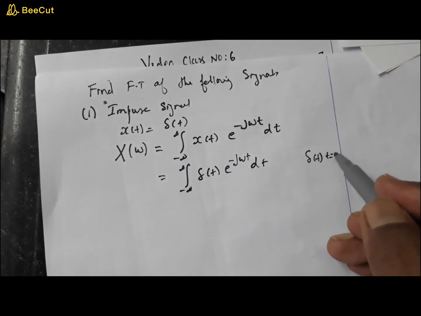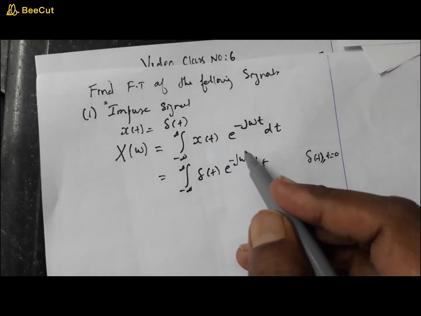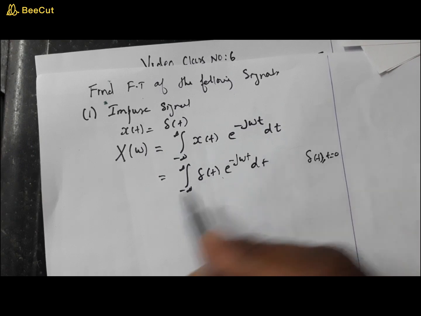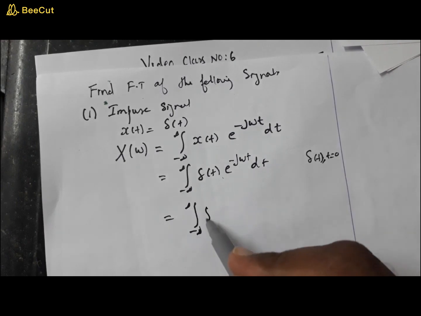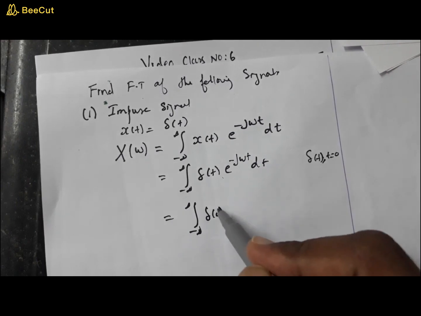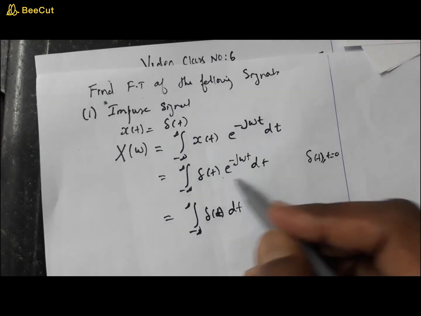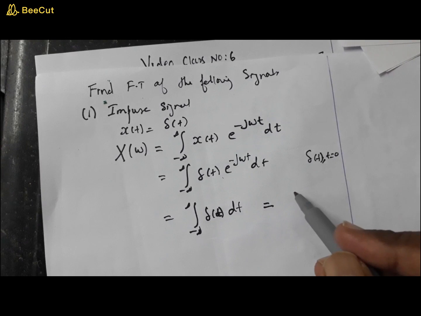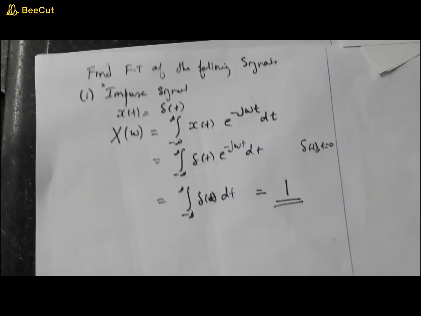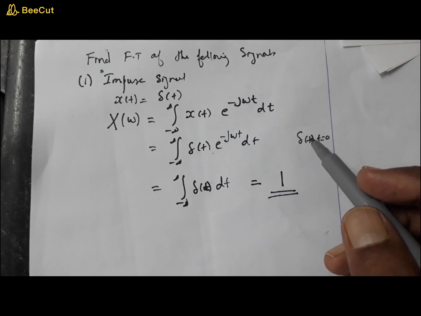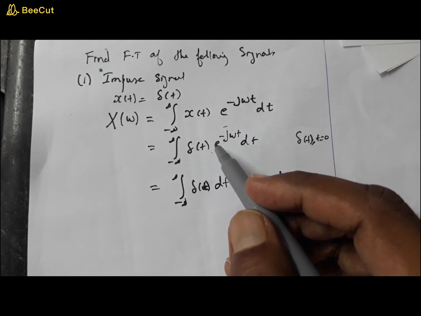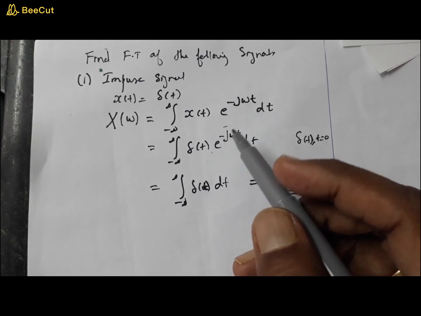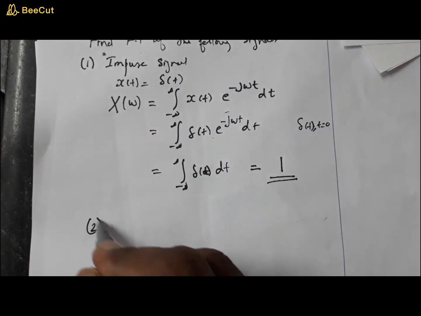We know that del of t exists only at t equal to 0, right? So when t is equal to 0, this exponential term becomes equal to 1. So this becomes the integral from minus infinity to plus infinity of del of t dt, which equals 1, and the answer is going to be equal to 1. So the exponential term vanishes, and it converges to the basic definition of an impulse signal.